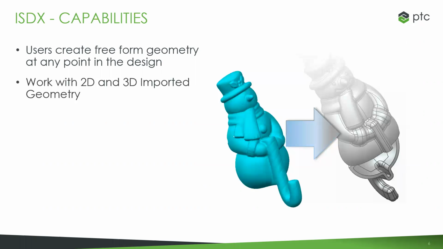We're able to work from either 2D or 3D imported geometry. We have a lot of customers that work in the concept design phase, starting from a few different sketches, right? So you're able to bring those in and use that as the base for a design. Or you could also work directly from 3D point cloud or facet geometry. That also makes it very easy to reverse engineer curves and surfaces that may have been created outside of Creo.